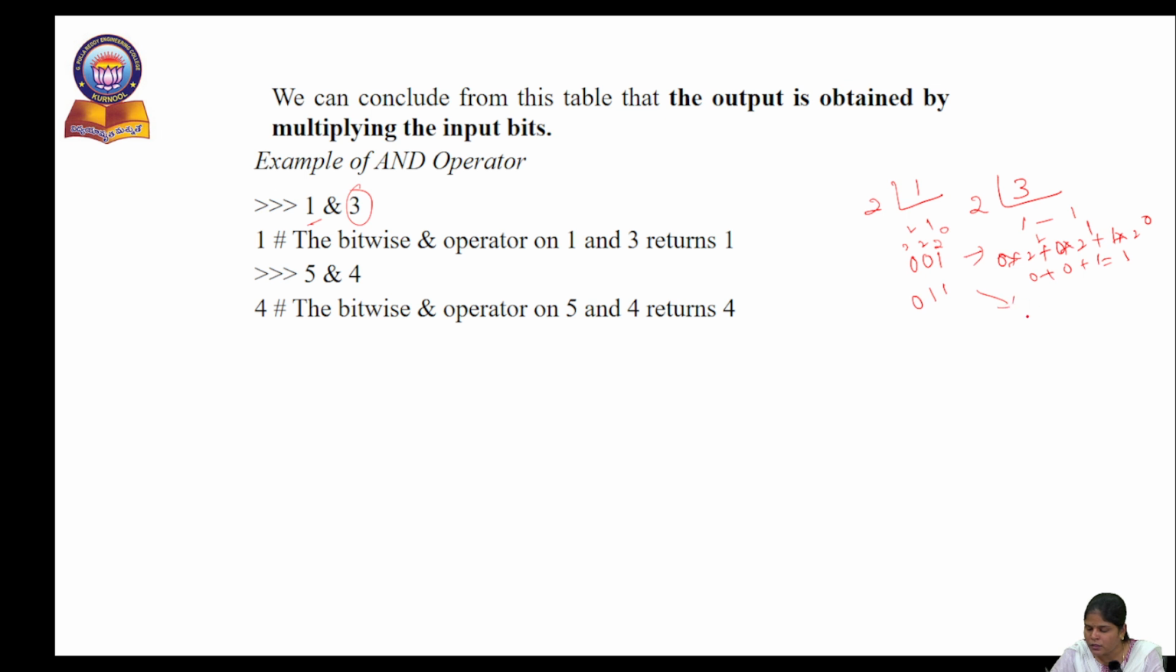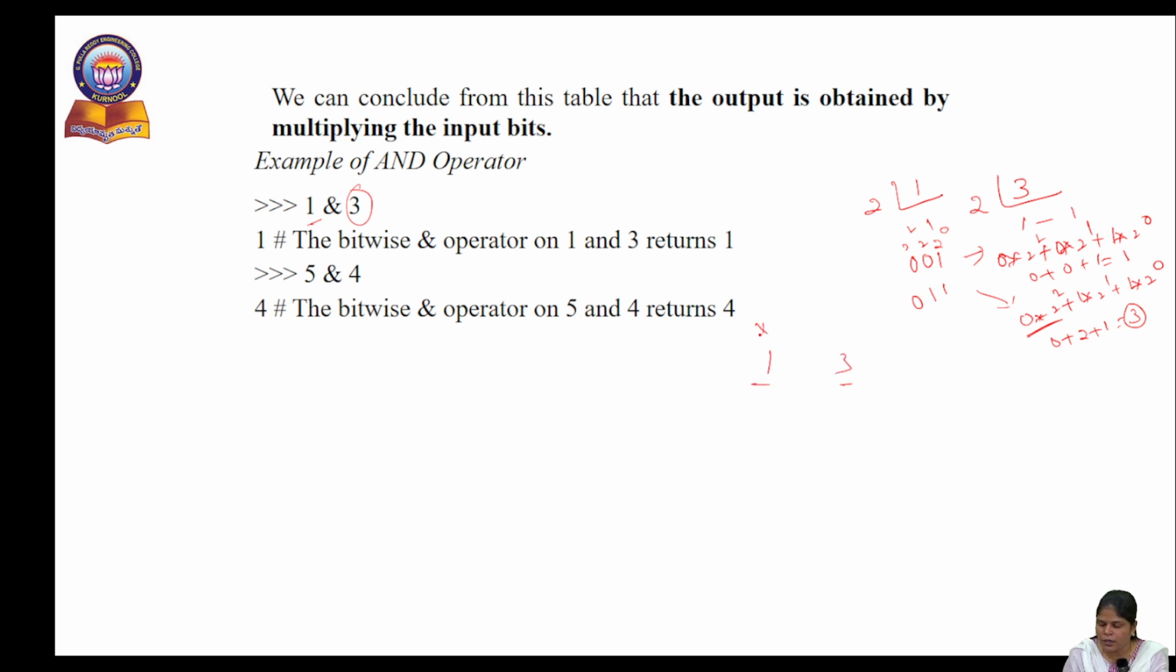When you consider this as 0 into 2 power of 2 plus 1 into 2 power of 1 plus 1 into 2 power of 0, here what did I get? 2 square into 0 is 0, plus 1 into 2 power of 1 is 2, 1 into 2 power of 0 is 1, that means 3 I got. So I have the two numbers here, this is 1 and this is 3.